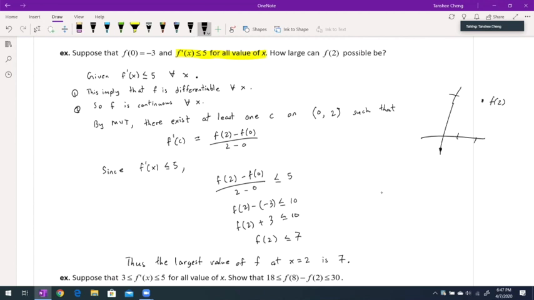When the derivative of the function at any point is less than or equal to 5, that means my graph cannot shoot up way steep. Because if it's very steep, the slope of the tangent line will be a very large number. So it limits the slope of the tangent line at any point to be 5. So you cannot be very steep anymore. So questions like how steep my graph can be, that's another way of saying it. Any questions before I move on?